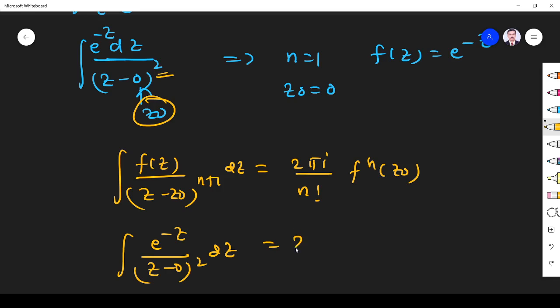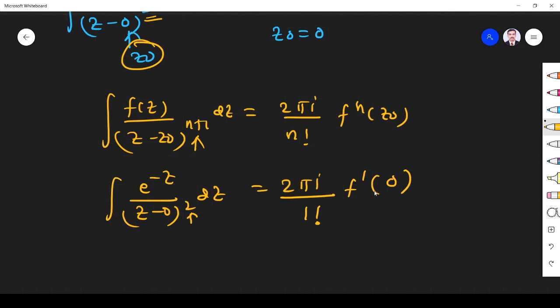Here, what is the right hand side? 2 pi i n factorial. n plus 1 is equal to 2. Compare this, so n is equal to 1, factorial 1, and f^(n) is f dash of z0. Right? So I want the answer for f dash of 0.